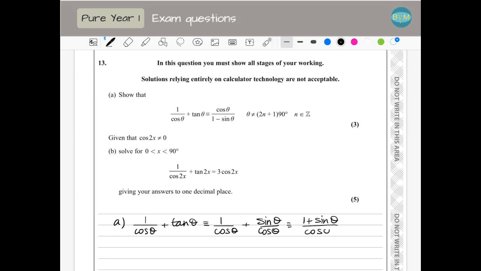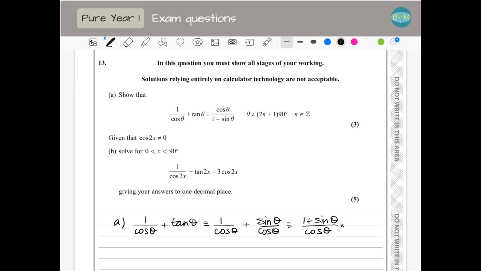I need to have 1 minus sine in the denominator. So it's going to be difficult to convert this cos into 1 minus sine. So I can think what happens if I multiply by 1 minus sine in the denominator and in the numerator. If I do that, I will have the denominator that I want here, and I will have a difference of two squares.